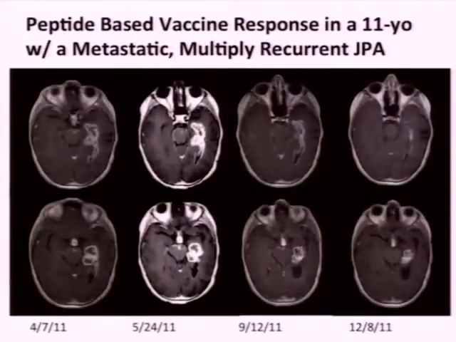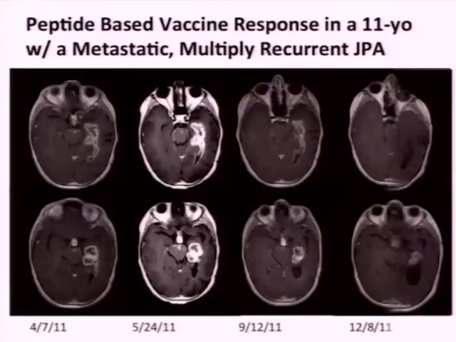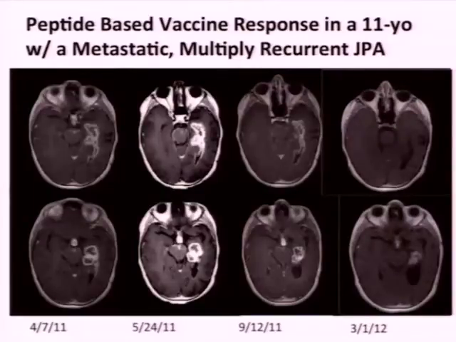This is a patient who's being treated with multiple recurrent lesions and a diffusely metastatic JPA. So you can actually get pilocytics that are very diffuse and will metastasize and act very aggressively, even though it's a fairly non-aggressive tumor. And this is one that we actually treated with a peptide-based immunotherapy protocol that responded really well to the protocol.